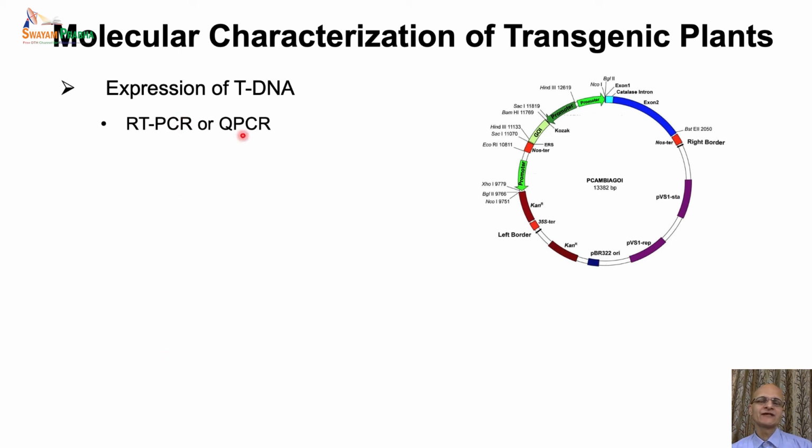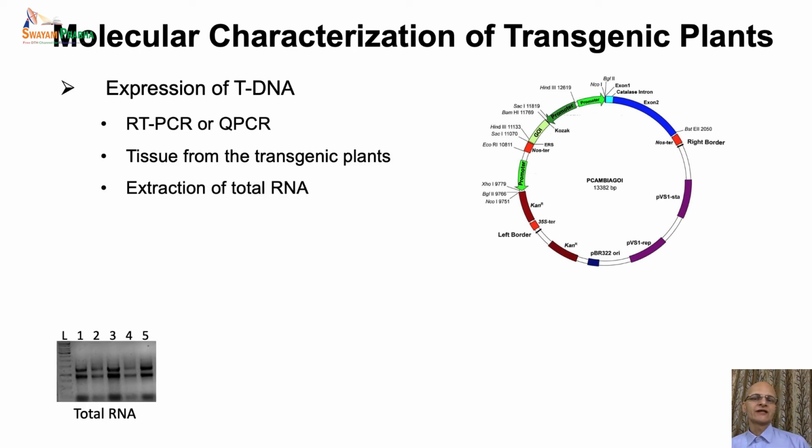RT-PCR and qPCR, that is the quantitative real-time PCR, can be used for this purpose. Earlier, Northern blotting was used for checking the expression of the genes. However, as the PCR-based methods are easier, faster, and produce better results, they are more popular. For this purpose, we harvest a small amount of tissue from the putative transgenic plants and extract the total RNA using routine RNA extraction procedures.